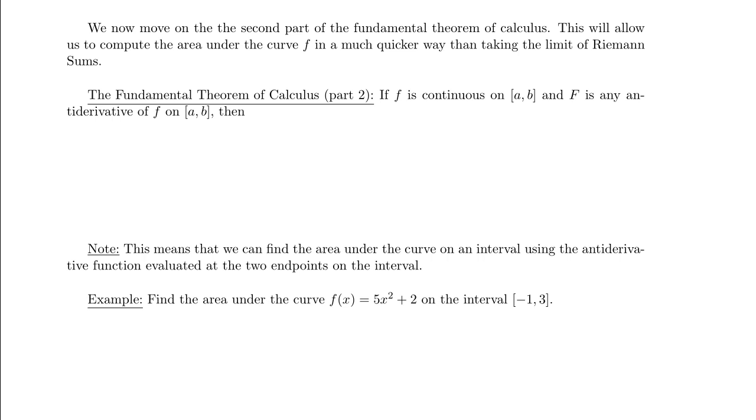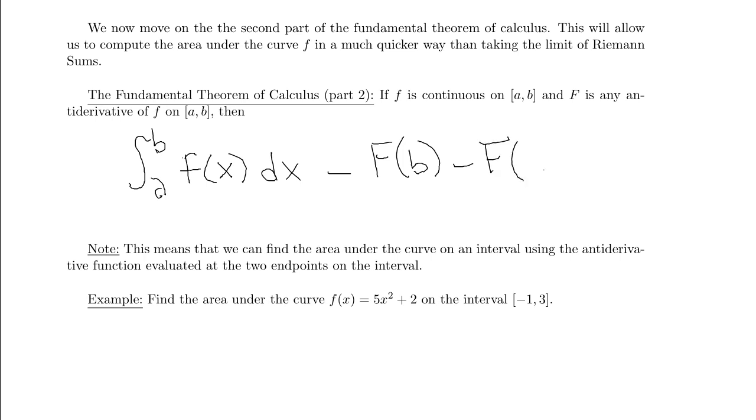So the second part of the fundamental theorem of calculus states if we have a continuous function little f on a to b, and big F is any antiderivative of little f on that same interval. So when I'm saying any antiderivative, I'm saying it doesn't matter what the constant value is, right? So big F is an antiderivative of f on that interval. Then the area, so the integral from a to b is the area. So the area under my function little f of x dx is actually equal to our antiderivative evaluated at b minus our antiderivative evaluated at a.